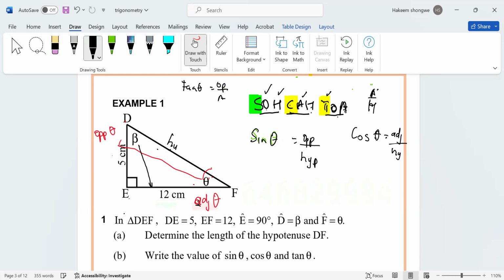Is looking at opposite. Opposite to who? Yeah, so this is going to be opposite to beta. It's opposite to what? To beta. And this is opposite to what? To theta.